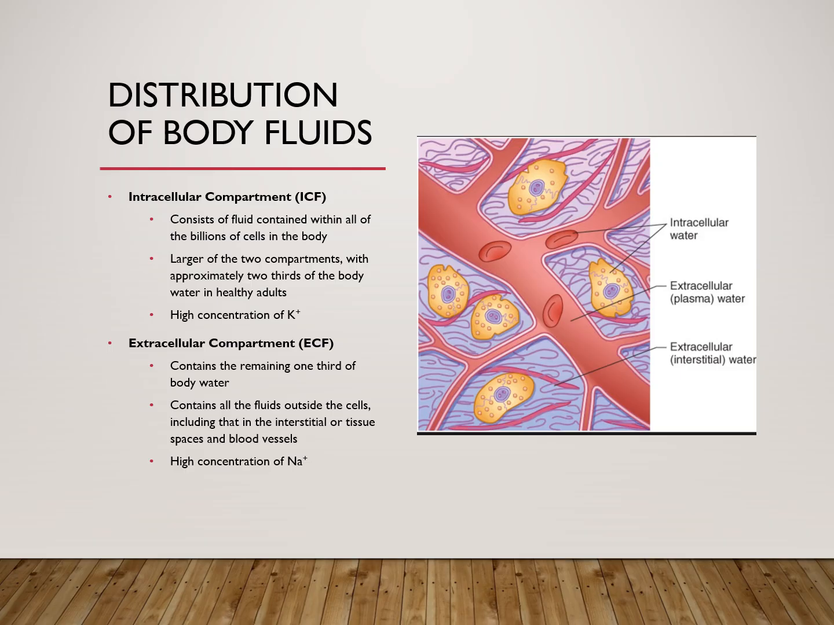So you can see that in the picture, right? The red lines, these are blood vessels. And then right outside of them, you can see that interstitium in purple, that's also outside the cells. So that is what we're talking about with extracellular fluid, or that extracellular space, 1/3 of the fluid. And then inside of the cells themselves is that intracellular compartment where we hold the majority of water.